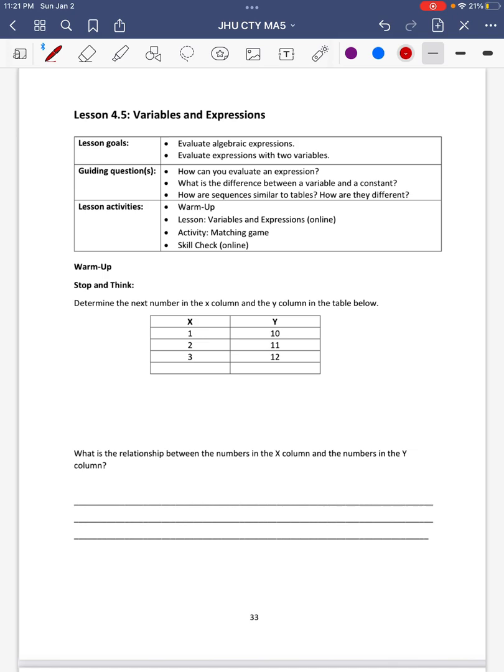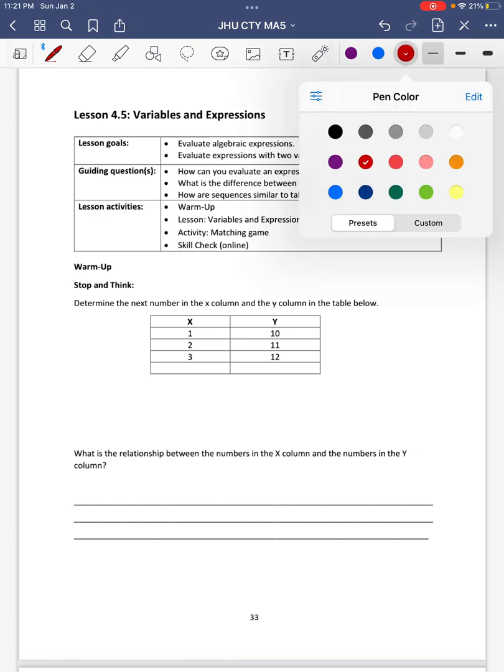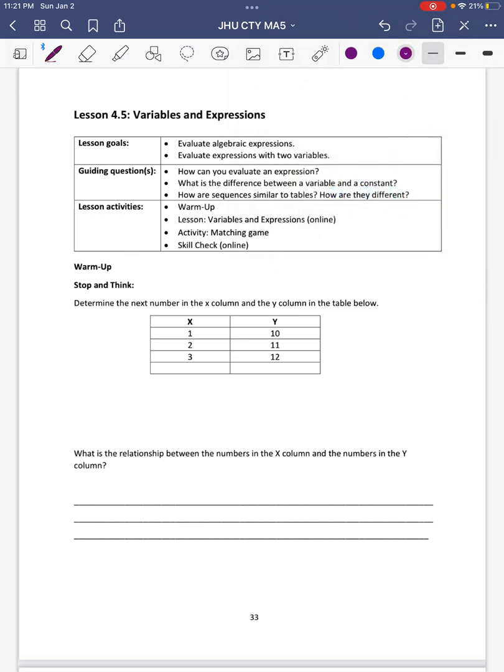So we have a warm-up. We're going to stop and think. It says determine the next number in the x column and the y column in the table below. So we're going to pull on our awesome brain power from those sequences we learned about in 4.4, and we are going to apply that here. So let's first look at how the x is changing and how y is changing independently. So we're going to look up and down. X goes from 1 to 2, which is add 1, from 2 to 3, which is add 1. So I'm going to assume that we're going to add 1 and end up with 4 here.